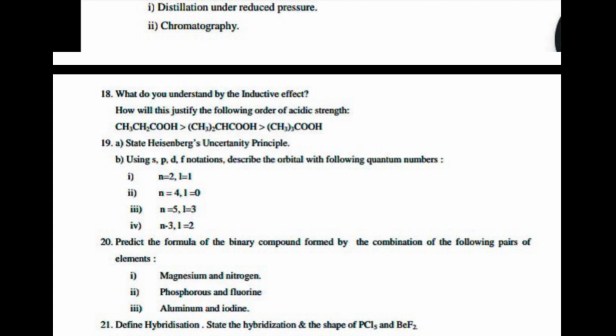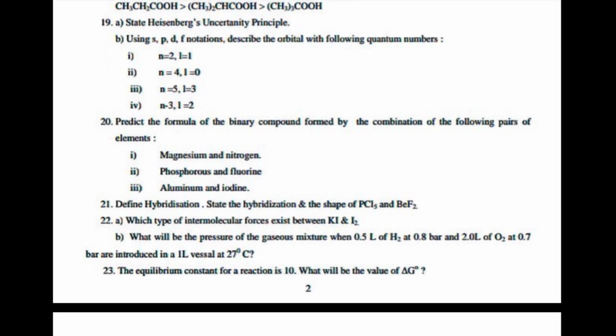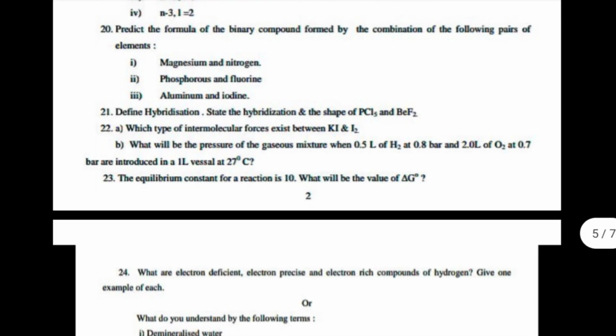Next, 20th, predict the formula of the binary compound formed by the combination of the following pairs of elements. First, magnesium and nitrogen, magnesium nitride. Next, phosphorus and fluorine, phosphorus fluoride. Next, aluminium and iodine, AlI3.